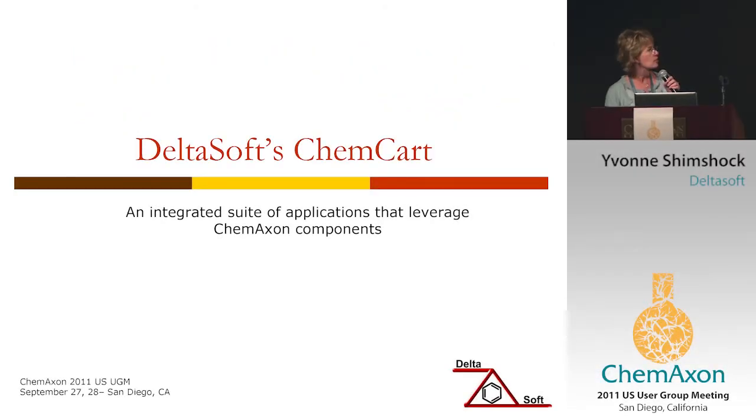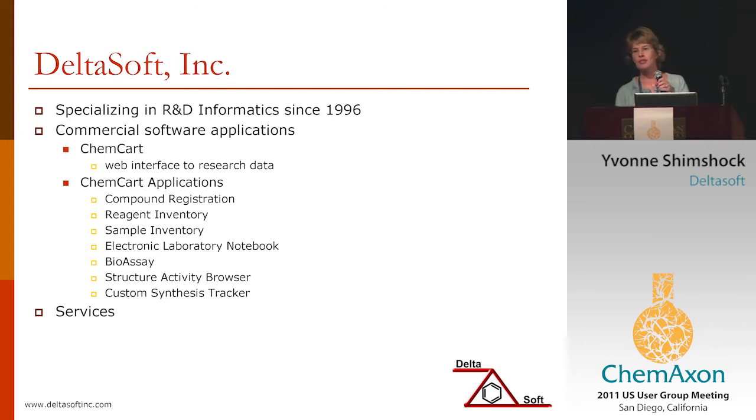By way of introduction, we're based in New Jersey, and we are celebrating our 15-year anniversary this year. Our flagship product is called ChemCart. ChemCart is a web-based configurable forms interface to research data. It's used often to very quickly build up applications.